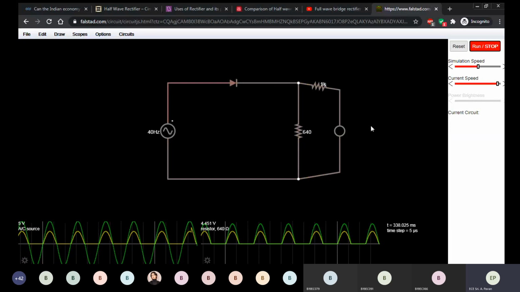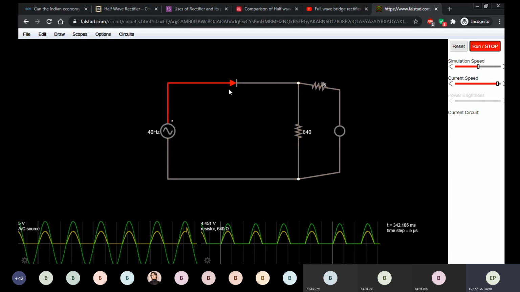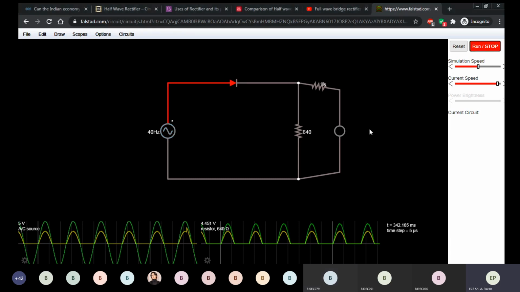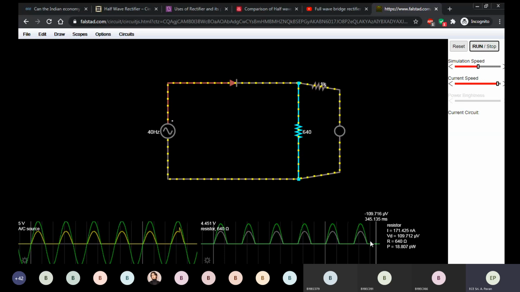Now the LED is off. Why? Because the input is negative. See here, see the waveform. The input is negative. That's why the diode is turned red. The LED is off. Is this okay? Are you able to see this? Yes, sir. The LED is off. Why? Because the output is 0.